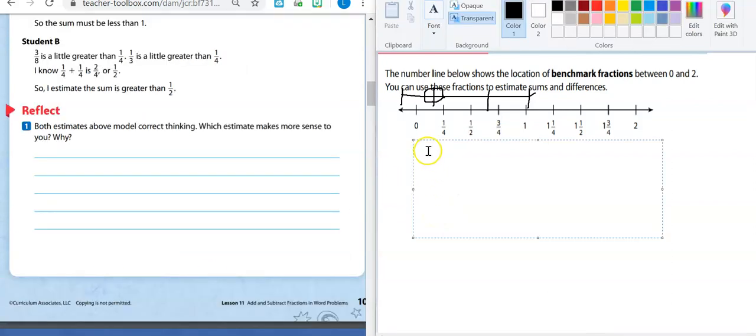So as always, we need to write in complete sentences. So we're going to say student A's estimate makes more sense because it's easier to see how close the fractions are to 1/2 than compared to the other fractions.